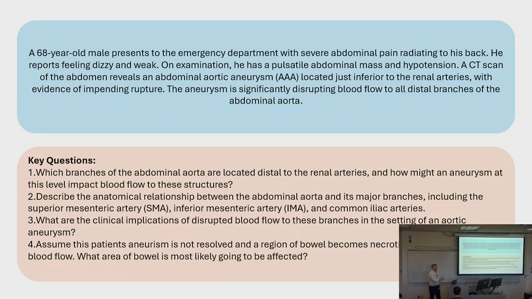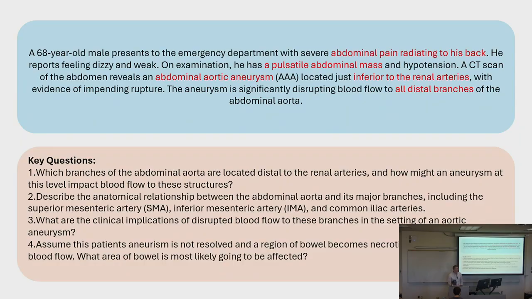Okay, so in this clinical case, you're looking at an AAA, and the questions we're going to be looking at are: what are the branches of the abdominal aorta? How is blood flow distal to the renal arteries going to be impacted? And if there's disruption to that blood flow, what would you see going forward? So the first thing we're looking at: what are the branches of the abdominal aorta?